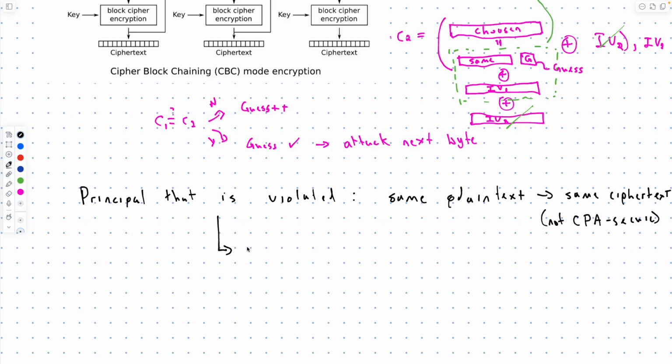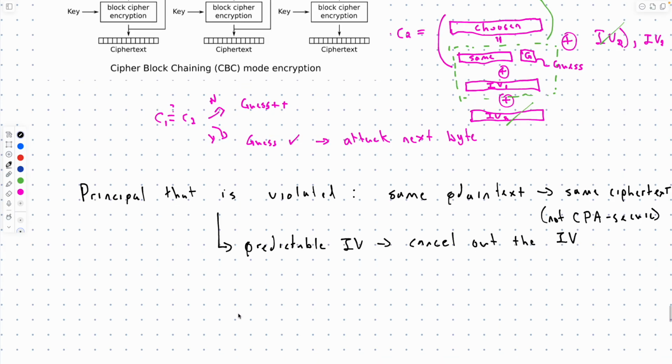Okay? So by having a predictable IV, I can cancel it out. And then the idea here is just that I can steal the cookie byte by byte. And then once I've stolen it, I can do the session hijacking.